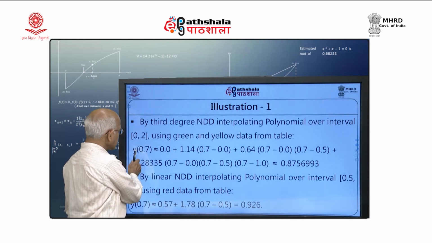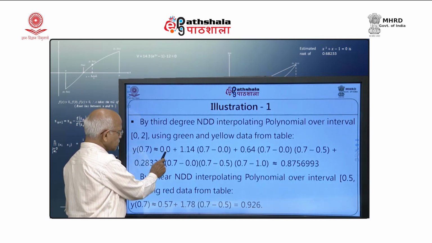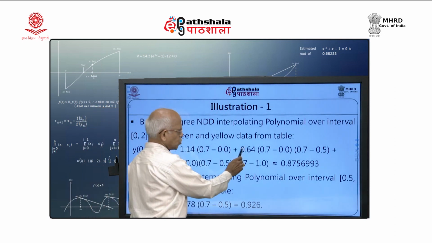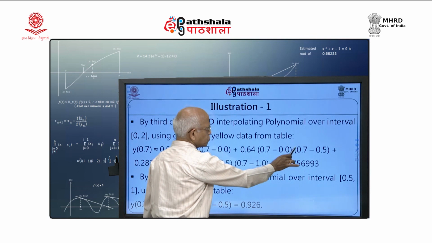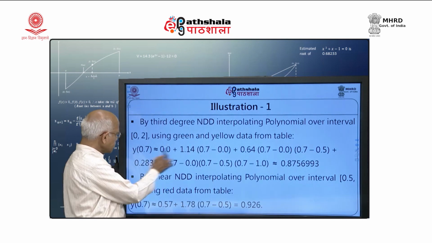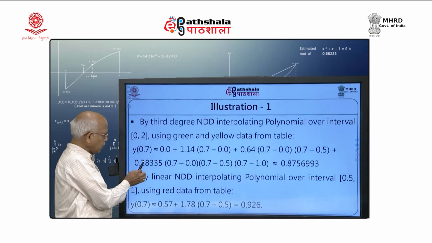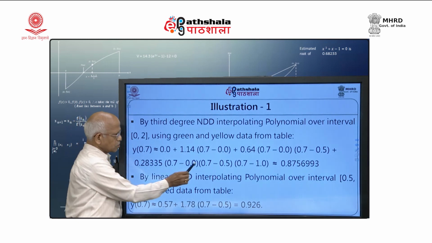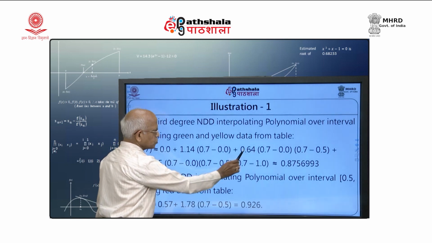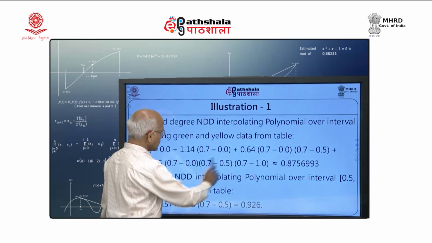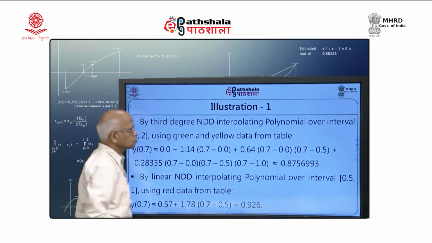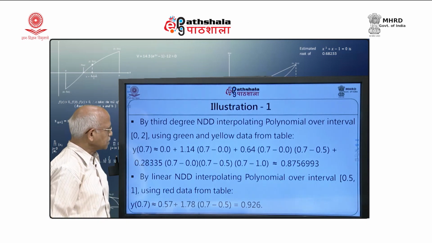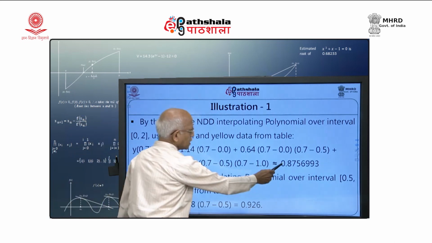So, we will get y at 0.7 equal to 0.0 plus 1.14 into (0.7 minus 0), plus 0.64 into (0.7 minus 0)(0.7 minus 0.5), and plus the last term, 0.28335 into (0.7 minus 0)(0.7 minus 0.5)(0.7 minus 1), and that whole computation will amount to 0.8756993. You may approximate it as 0.8757.